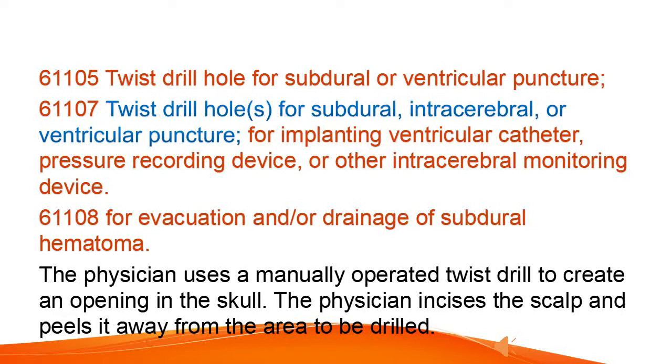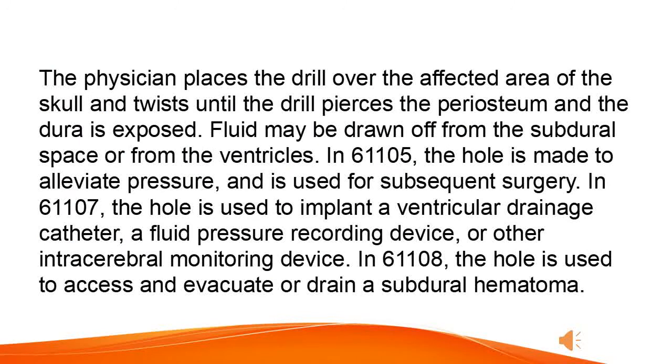The physician uses a manually operated twist drill to create an opening in the skull. The physician incises the scalp and peels it away from the area to be drilled. The physician places the drill over the affected area of the skull and twists until the drill pierces the periosteum and the dura is exposed. Fluid may be drawn off from the subdural space or from the ventricles.